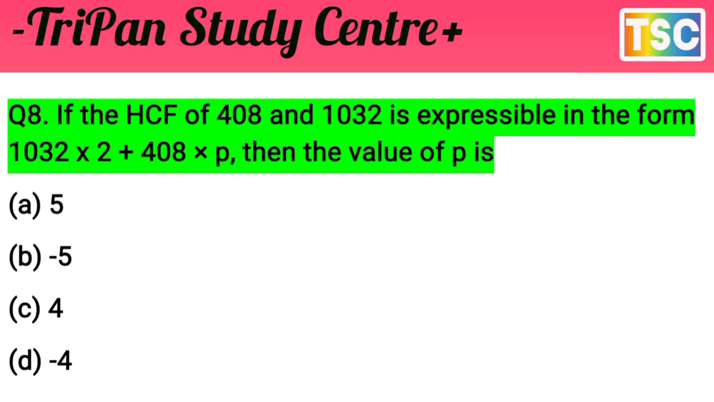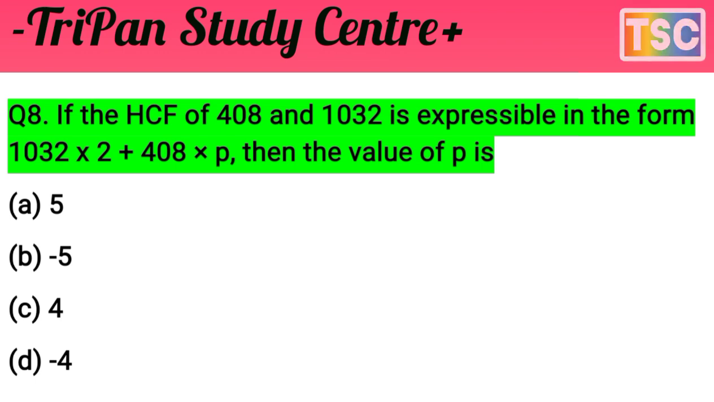The next question is important. If the HCF of 408 and 1032 is expressed in the form of 1032 into 2 plus 408 into p, then the value of p is. That's an important question for the exam. Examiners many times ask this type of question. But first of all, check your knowledge. I have given 4 options: A 5, B minus 5, C 4, D minus 4.